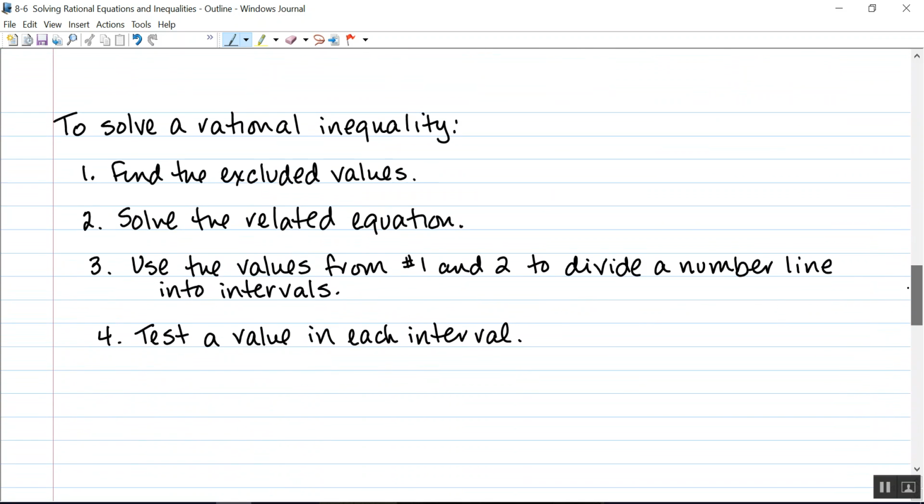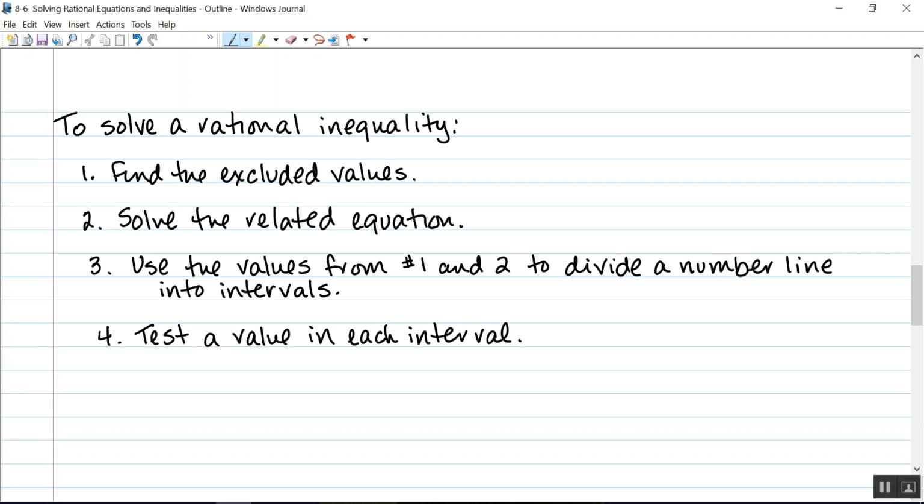Now, to solve a rational inequality, so this is going to look like a rational equation, but it's going to have a greater than or less than sign in there. Here are the steps you need to follow. Find the excluded values, in other words, what can x not be? What values of x are going to make the denominator 0?